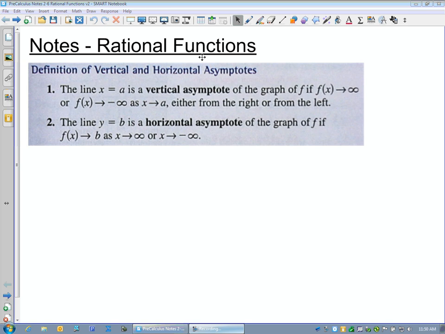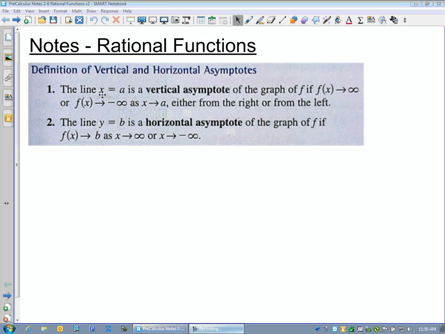Rational functions occur when you have a ratio of two polynomials. So you'll have a polynomial divided by another polynomial. That will cause a rational function. And some things that might come up during rational functions are vertical asymptotes and horizontal asymptotes. And we have a definition here of those.